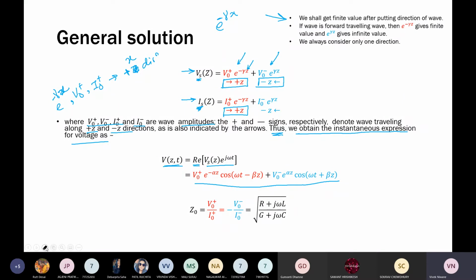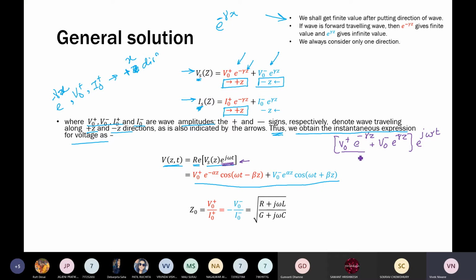Okay, and the color, let us have the purple. So what we have, look at this expression: the real term of Vs(z) into e raised to j omega t. Let us consider the expression V0 plus e raised to minus gamma z, into plus V0 minus e raised to gamma z, and this expression is completely multiplied by e raised to j omega t.